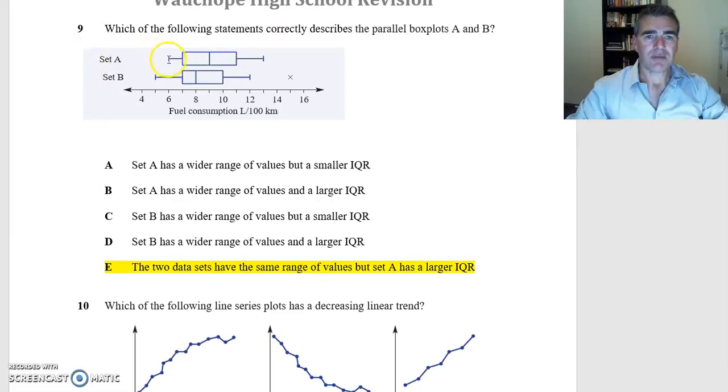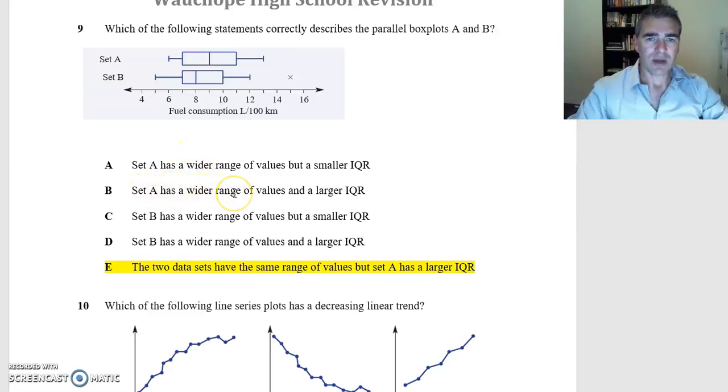Question 9, we're looking at 2 data sets which have already been graphed for us in box plots. So set A, set B. We need to describe them. So set A has a wider range, goes from 6 up to 13, which is a range of 7. But a smaller interquartile range, where we're talking about our middle one here, that obviously that box part is bigger than this, right? So that's not true.